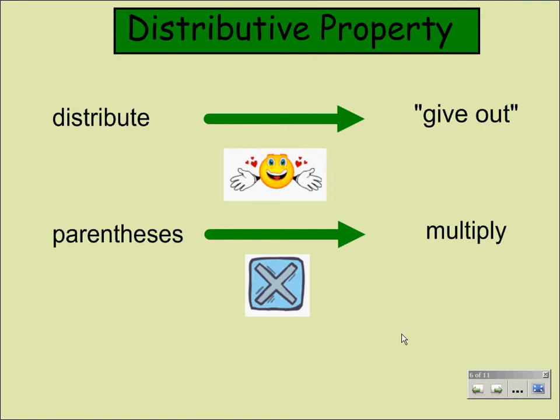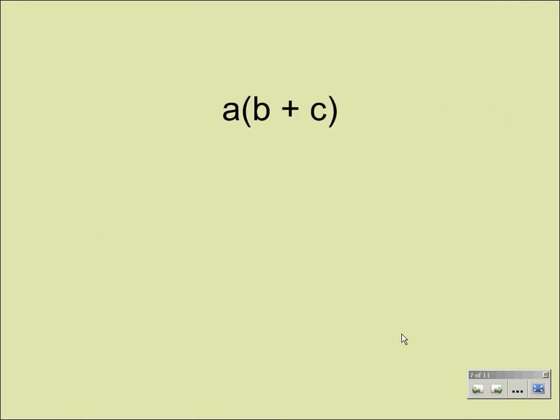Now let me show you an example with some letters, not necessarily yet with numbers, and see how we would do this. We have the parentheses and we have something outside the parentheses. We want to distribute the A to the B and also the A to the C. When we distribute and we give out, this is what it would look like. We'd have A times B plus A times C. That we would simplify from there. Now there it is in theory.